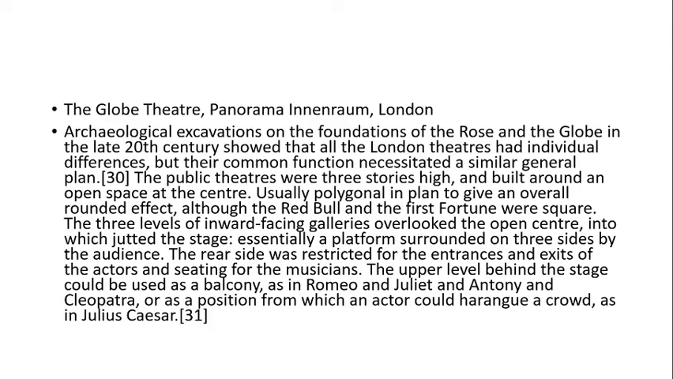The rear side was restricted for the entrances and exits of the actors and seating for the musicians. The upper level behind the stage could be used as a balcony, as in Romeo and Juliet and Antony and Cleopatra, or as a position from which an actor could harangue a crowd, as in Julius Caesar.